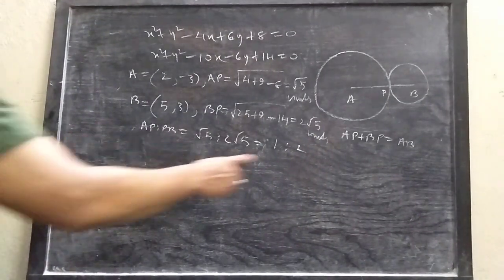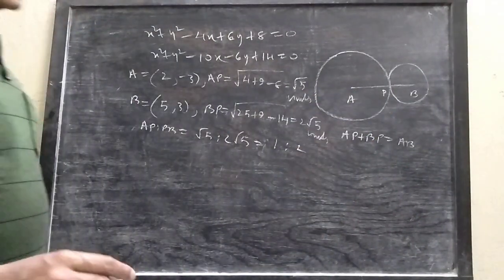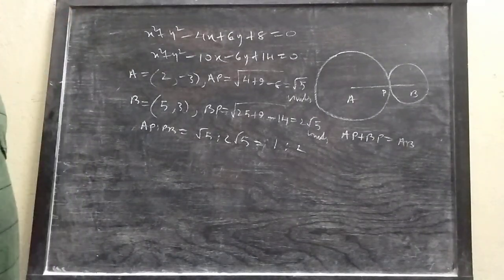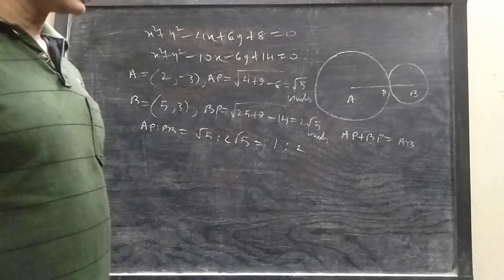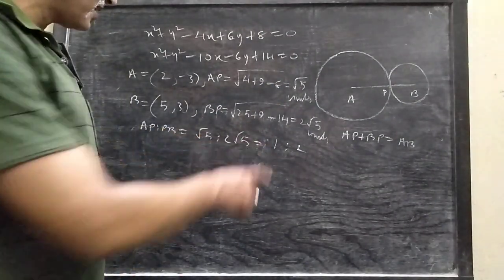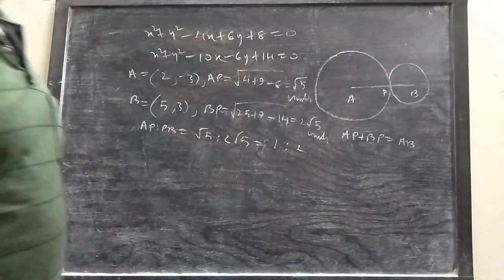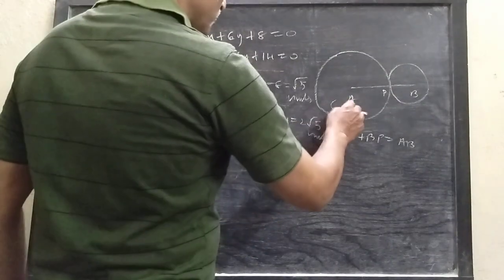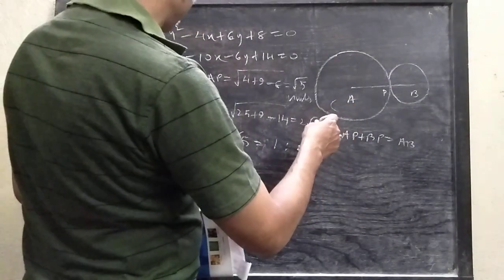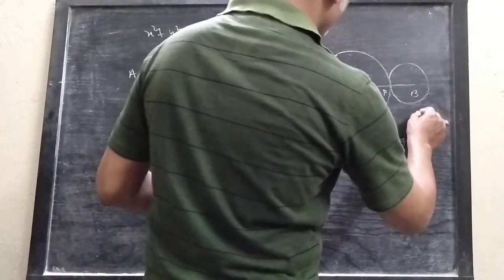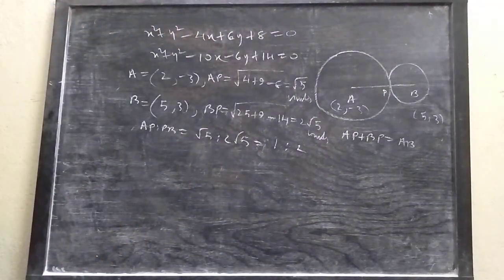So which suggests that, as we know, when two circles touch each other internally or externally, then their centers and the point of contact are collinear. So here it is obvious that the points A, B, P are collinear, and we get the ratio AP to BP as 1:2, which suggests that P divides AB internally in the ratio 1:2. So you know the coordinates of A and B. A is (2, -3) and B is (5, 3). Now you can find the coordinates of P.